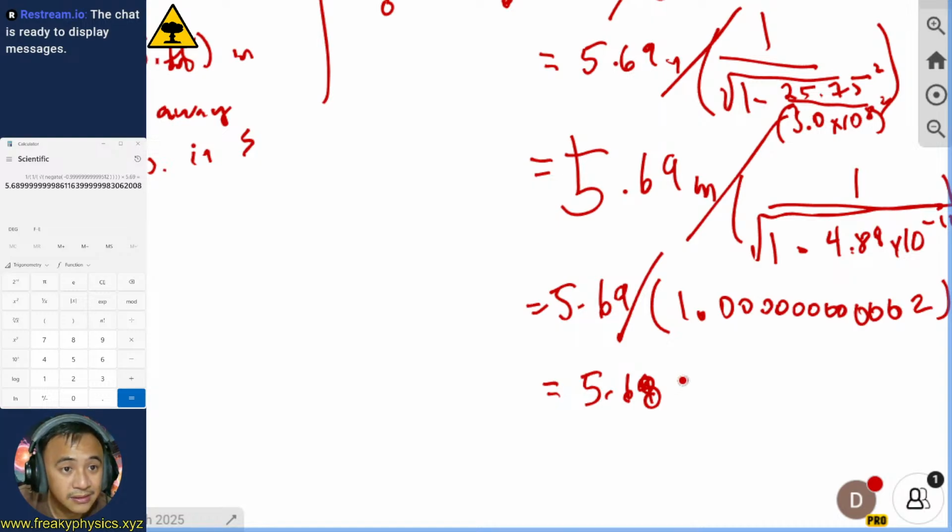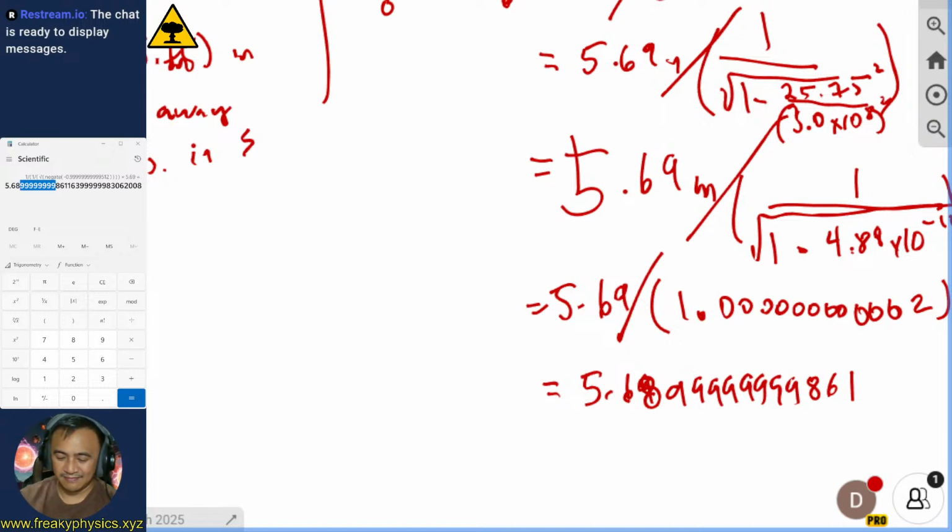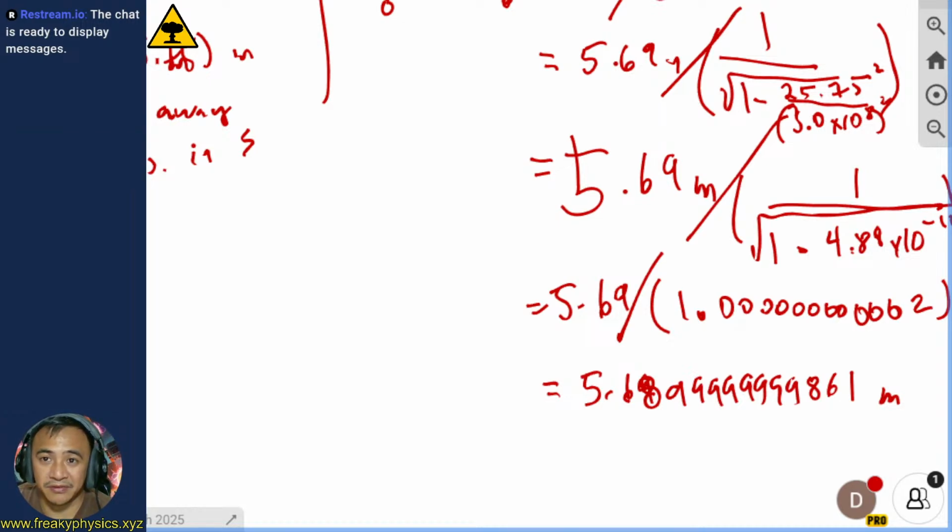6, 8. Then let me just count how many nines that is. 1, 2, 3, 4, 5, 6, 7, 8. 8 nines afterwards. 6, 7, 8. Then another 8, 6, 1. Meters. So basically, yeah, that length contracted, but it's very tiny compared to what we actually see. So we just say it didn't contract because it's moving at such a slow speed compared to light, at least. Okay. So that's basically how you do length contraction.